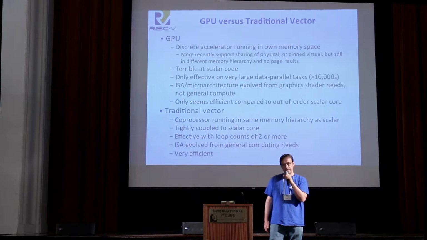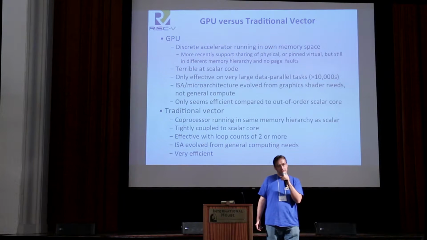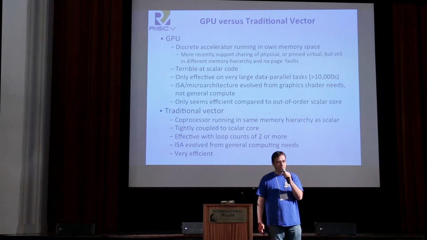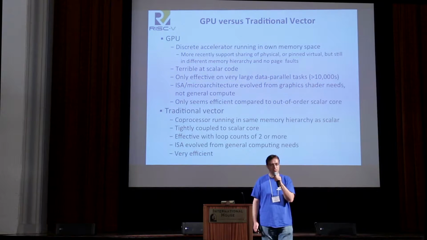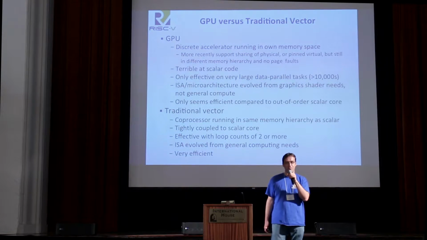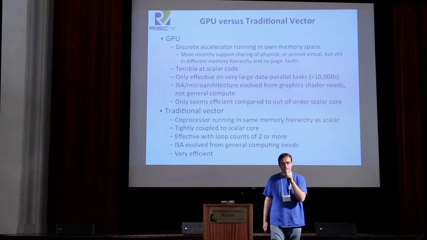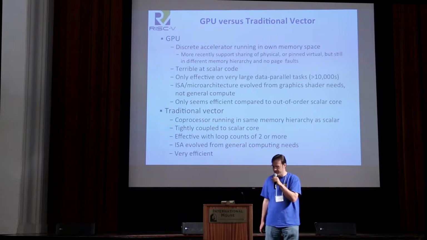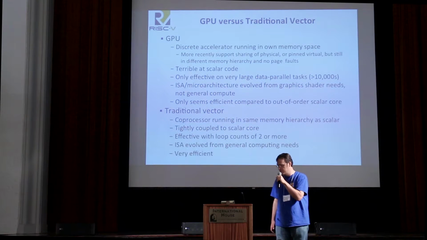Contrast that to the traditional vector machine, which is basically a coprocessor running right there next to the scalar processor. It is tightly coupled. Like the Cray-1 was, you use the vector unit if your loop count was 2 or more. That's a very simple compiler target, right? So if you're doing more than a second trip around the loop, you should be using the vector unit to do it. That's kind of what we're going to get to with the vector extensions. And the ISA evolved from general computing needs as opposed to graphics. And it's very efficient, a lot more efficient than the classic GPUs.